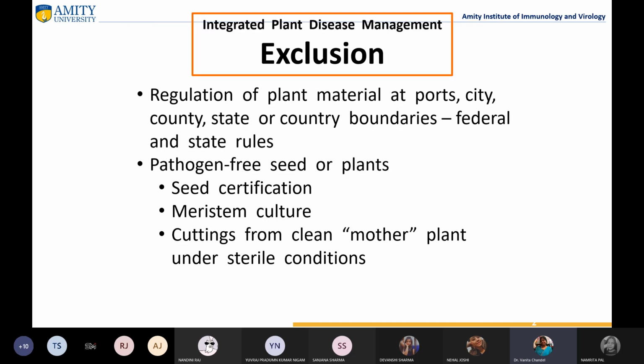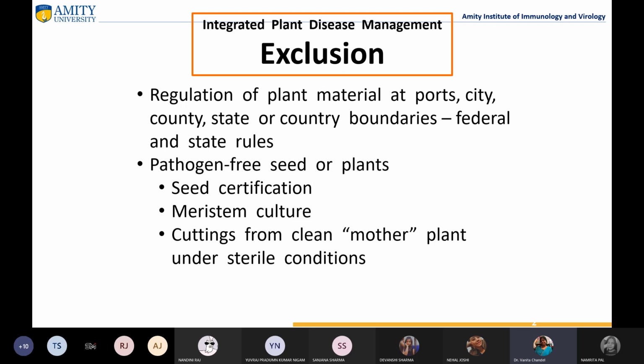So exclusion means regulation of plant materials at the ports, city, state or country boundaries. There are certain federal and state rules. What does this mean? This means that there are certain quarantine agencies at the national and international level which are very active in these things, right? So what does this mean? This means that it's not on our own.